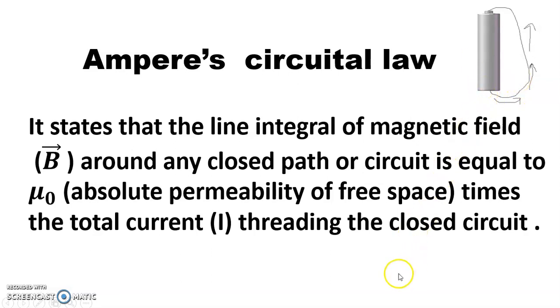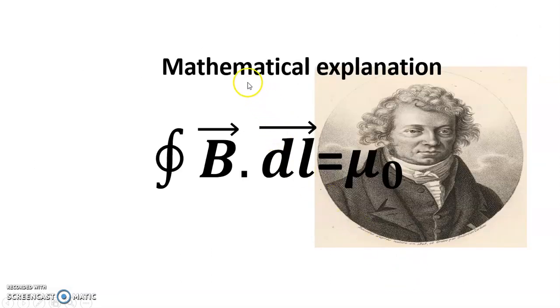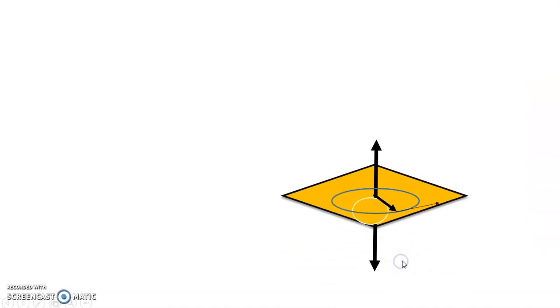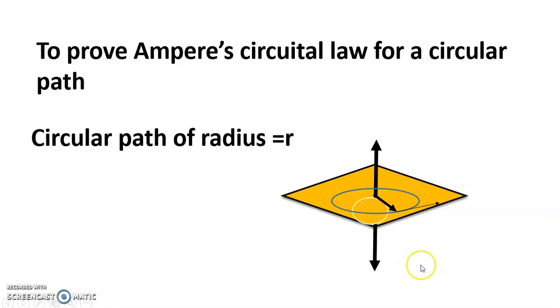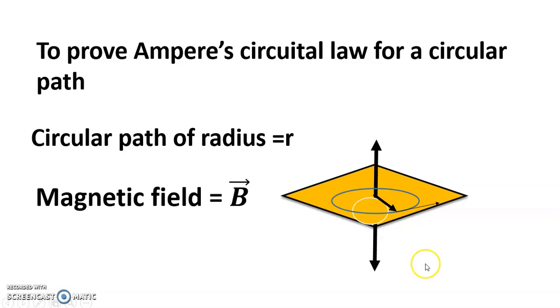Okay, mathematical explanation: the closed integral of B dot dL equals mu0 times I. To prove Ampere's circuital law for a circular path, the circular path has radius r equal to R, and the magnetic field equals B.